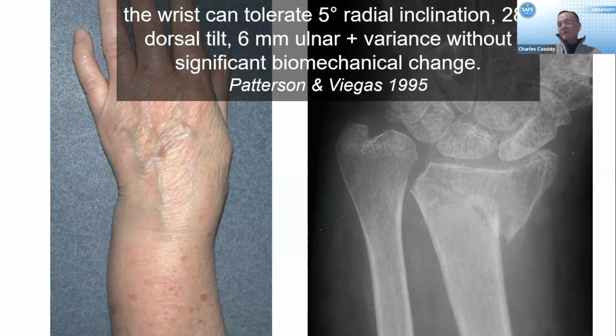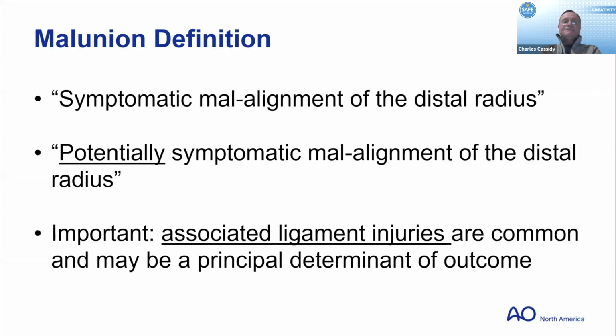Which explains why most of these patients actually do fairly well, especially the elderly patients. So let's have a couple of definitions here. What is the definition of a malunion? Symptomatic malalignment of the distal radius, or how about potentially symptomatic malalignment of the distal radius? It's important to note that associated ligament injuries are common and may be a principal determinant of outcome in these fractures.